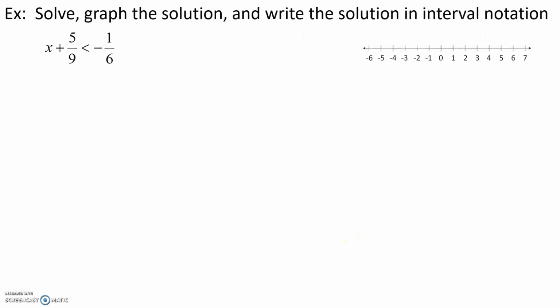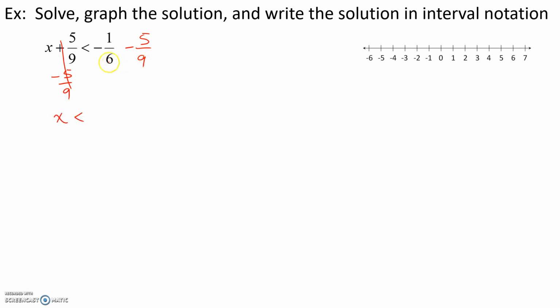Next example. Let's solve x plus 5/9 less than negative 1/6. Since the x is being added by 5/9, the inverse of that would be to subtract 5/9. So we will subtract 5/9 from each side.